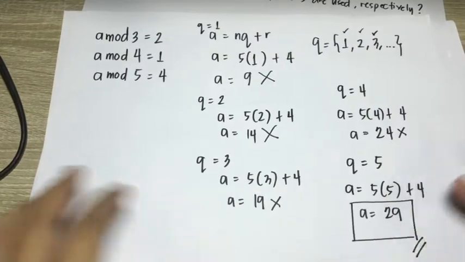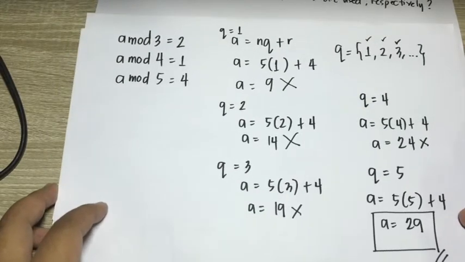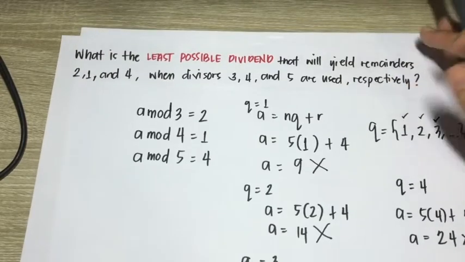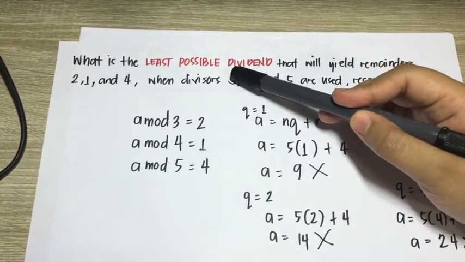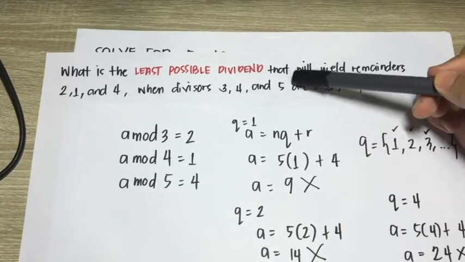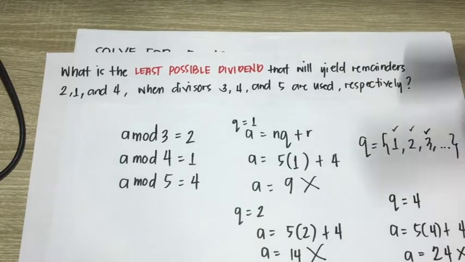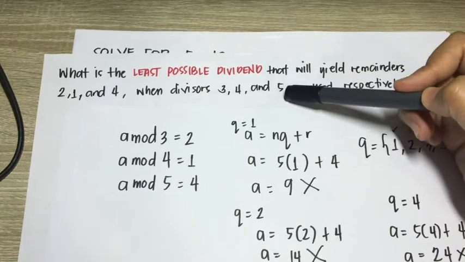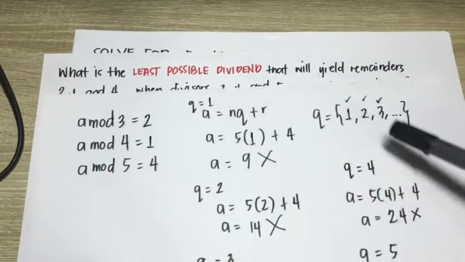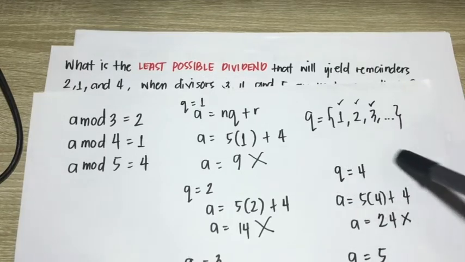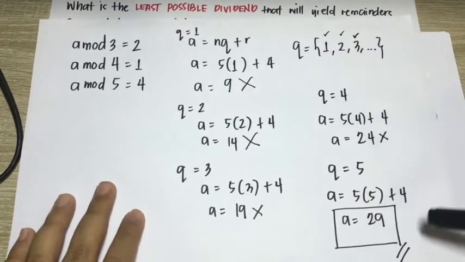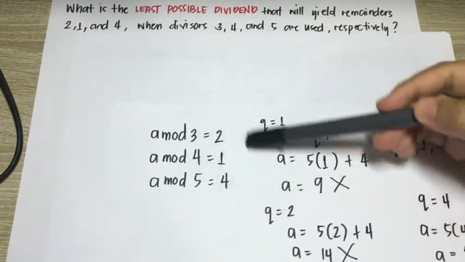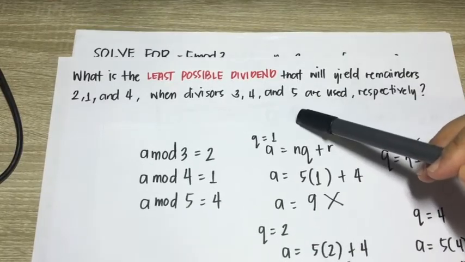So the thing that you have to understand in this one is, if you're trying to solve for the least possible dividend, you have to start with the largest. You have to derive that from the largest divisor in the given problem. In this case, the largest divisor is 5. And then from there, you are going to multiply, or sweep your quotient, until you arrive at a dividend that will yield the remainder values required in the given problem.